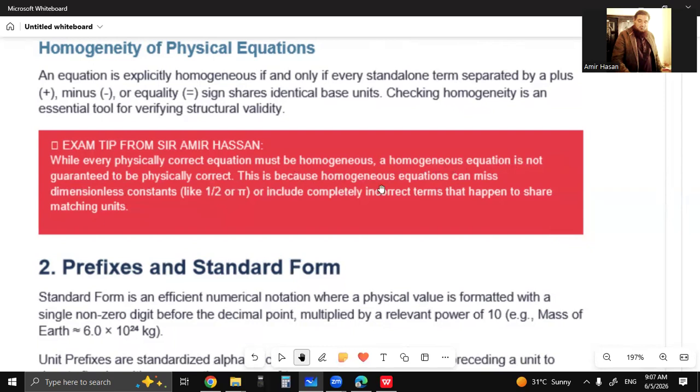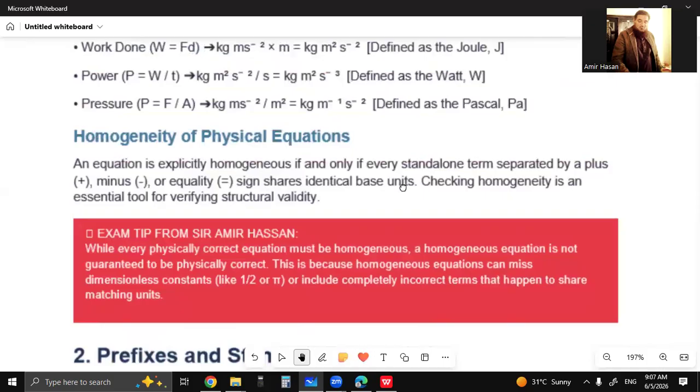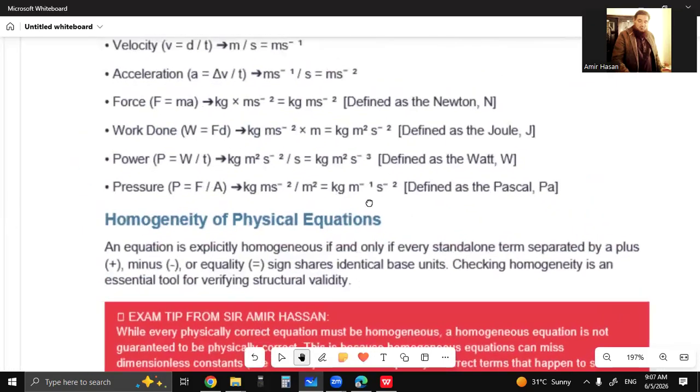This is because a homogeneous equation can contain dimensionless constants. When we are proving the homogeneity of an equation, numbers are also involved. These numbers we ignore. We only discuss the units. With the help of units, we can describe the homogeneity of the equation.